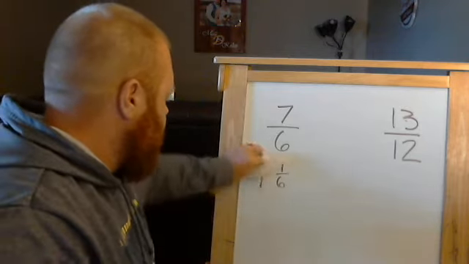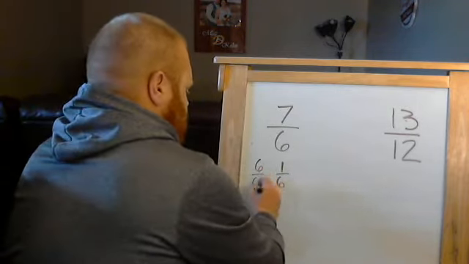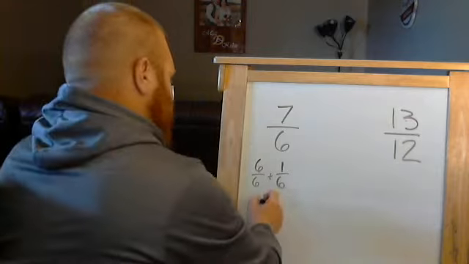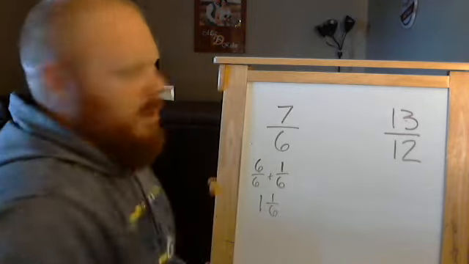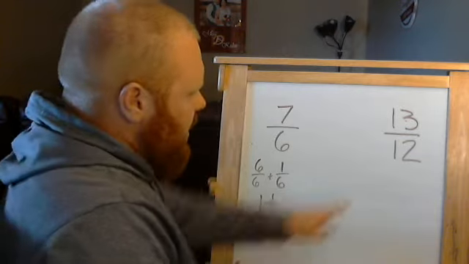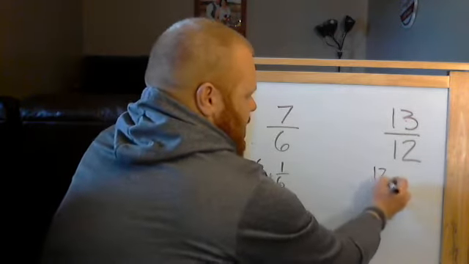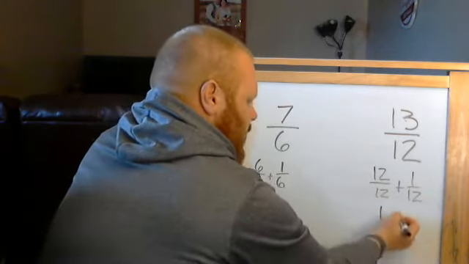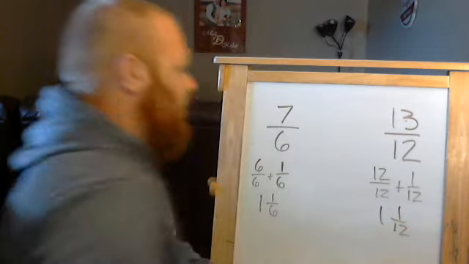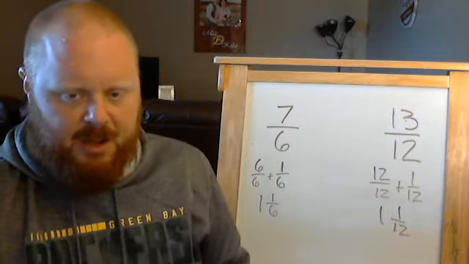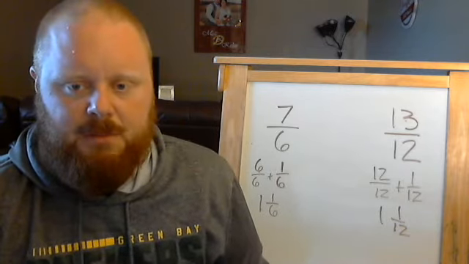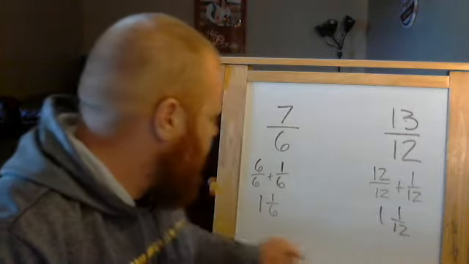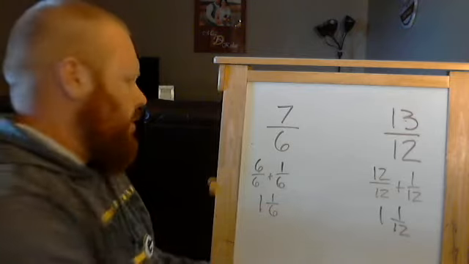Okay, I could even show you. Right, 6/6 plus 1/6 is 7/6. And I can rewrite this as 1 and 1/6. Okay. Over here, we can have 12/12 plus 1/12, which is 1 and 1/12. So essentially what we're going to compare here is the fraction part of our mixed number. 1 and 1/6, 1 and 1/12. Well, I can cross off the 1 wholes because they're equal.